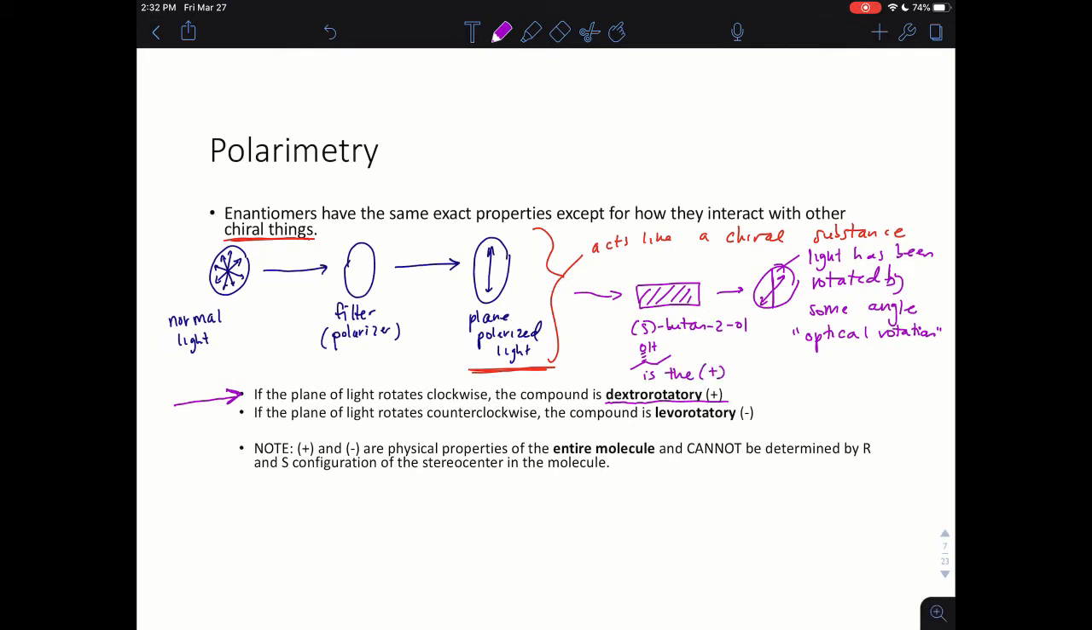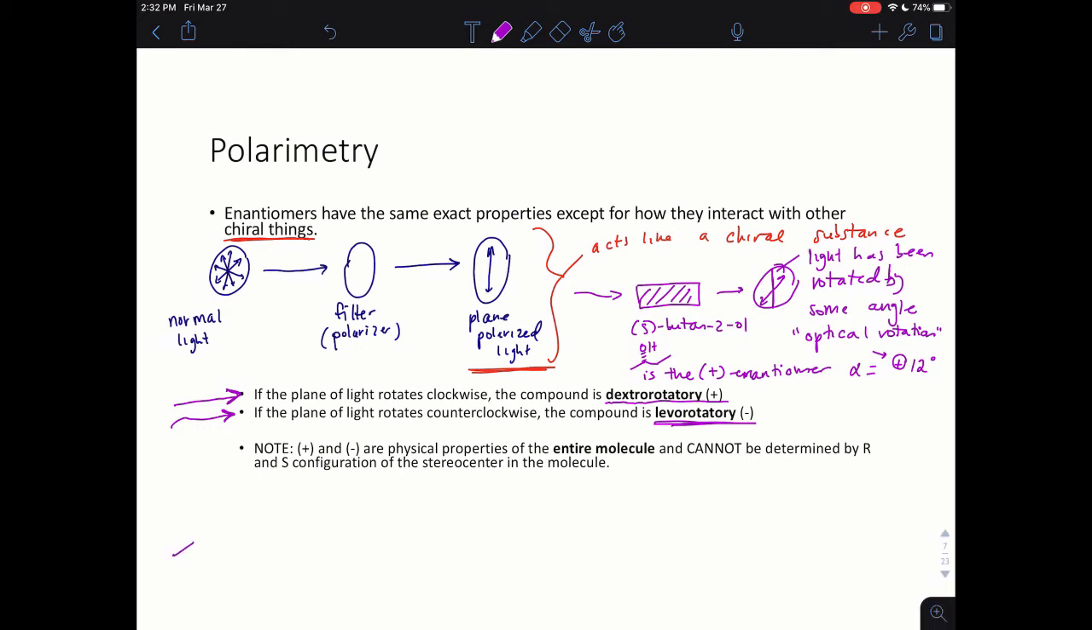So remember, you heard that term plus before. We didn't know what it meant. And it turns out that its specific rotation, pure S-butan-2-ol, will rotate plane polarized light by 12 degrees. So the positive also refers to clockwise. Now, if the plane of light rotates counterclockwise, the compound is called levorotatory, and that would be the minus enantiomer. Okay, so a couple of things here.